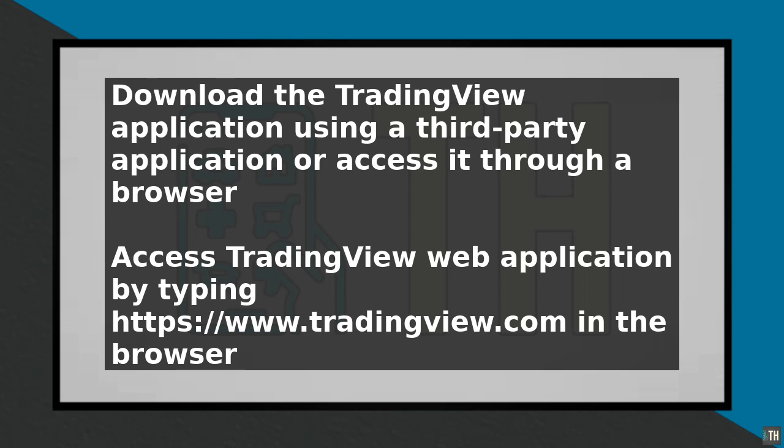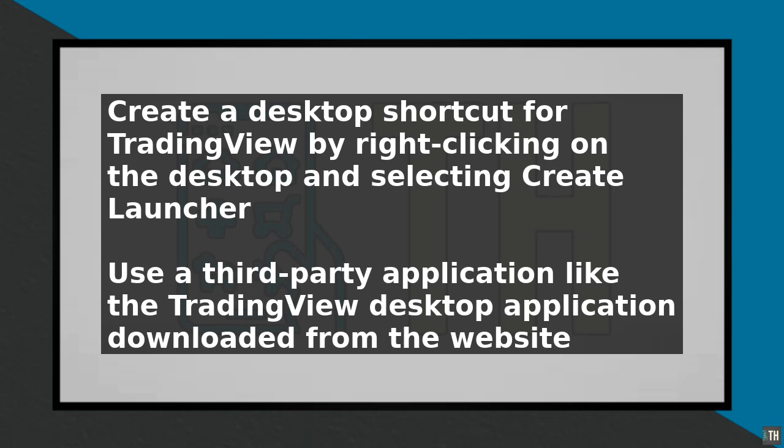Another option is to use a third-party application, such as the Tradingview desktop application, which can be downloaded from the Tradingview website. To do this, go to the Tradingview website and click on the download button. Then, select the Linux option and follow the installation instructions.